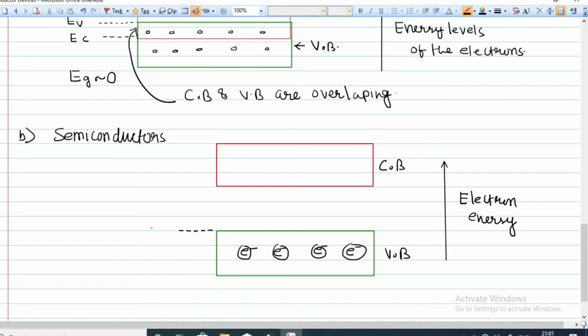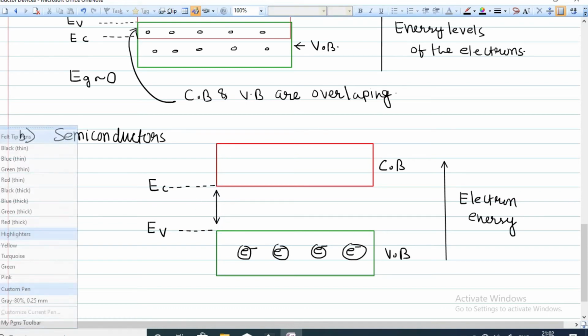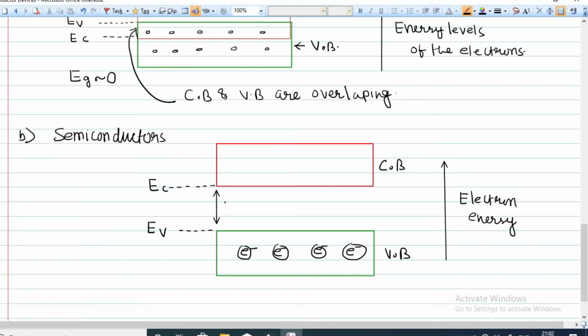This is the top of the valence band. I am writing the energy of this band as EV, and this is the bottom of the conduction band. I am writing the energy of this bottom level as EC, and the difference of energy between these two levels is known as the energy gap or energy band gap. So EG is the difference of energy between the top of the valence band and the bottom of the conduction band, and this energy gap is less than 3 electron volt.